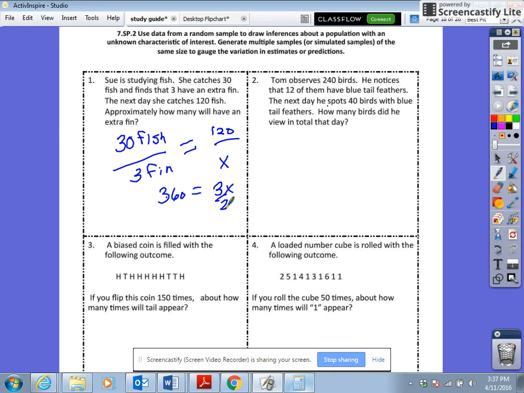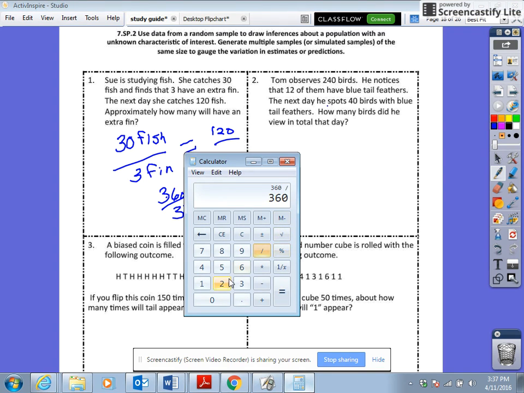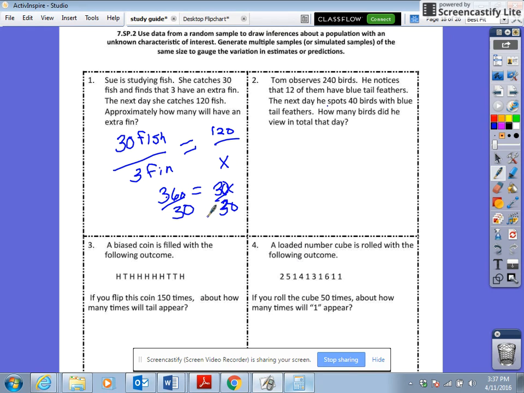So when I divide by 3 and I divide by 3, I'm sorry, that was 30. Sorry, divide by 30 and divide by 30. 360 divided by 30 equals 12. So approximately 12 of those fish are going to have an extra fin. Yikes.